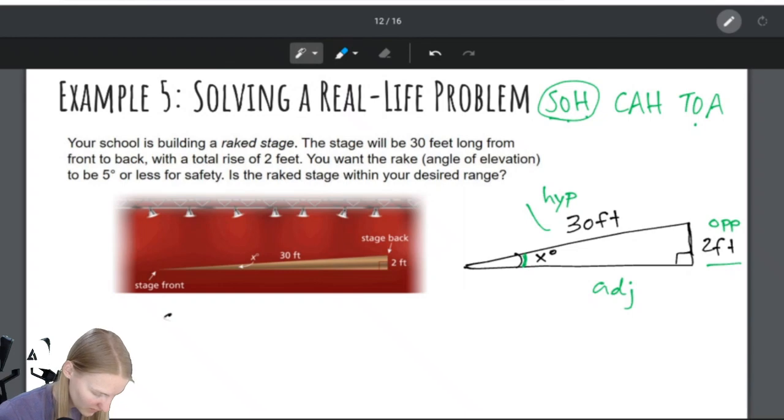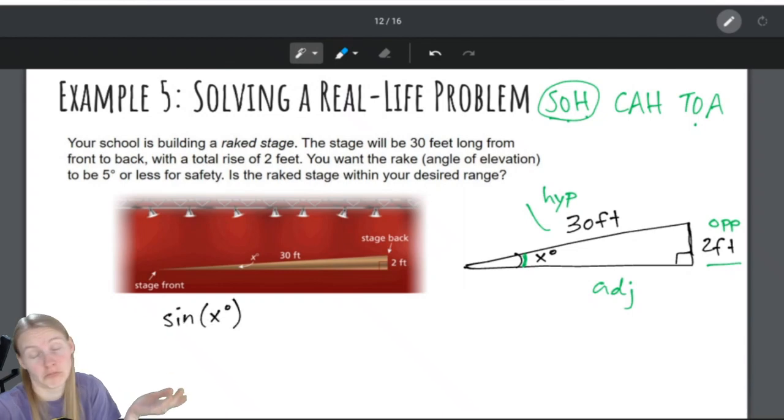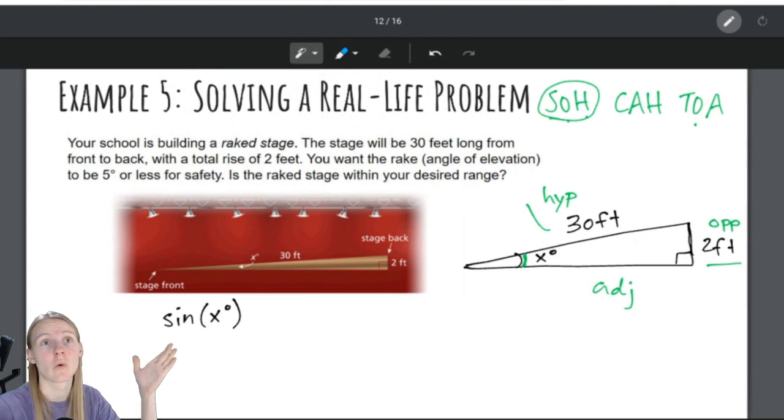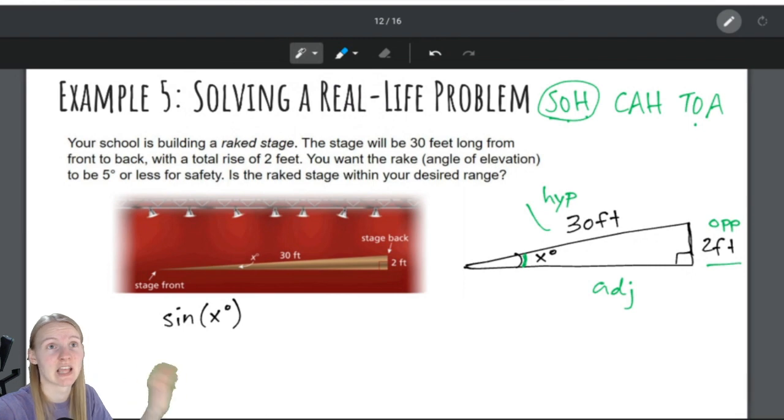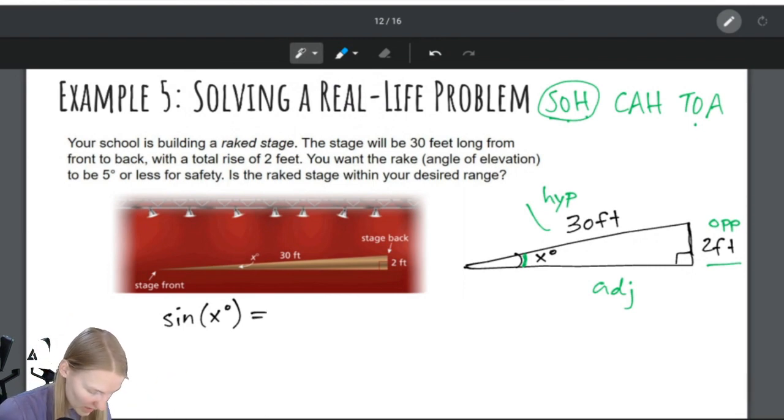So I know that sine of x degrees. We don't know what x is. That's what we are trying to figure out. Is x less than 5, equal to 5 or less? But I do know that the sine of x is equal to the opposite over the hypotenuse. Beautiful.